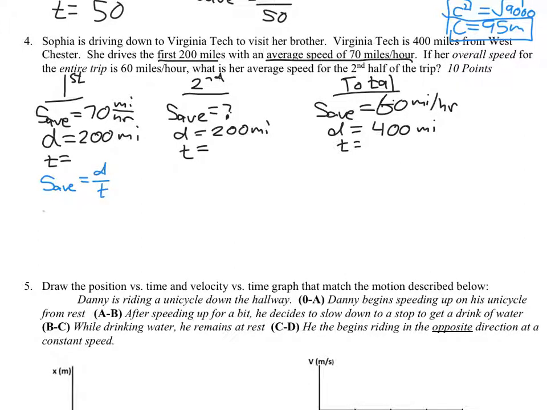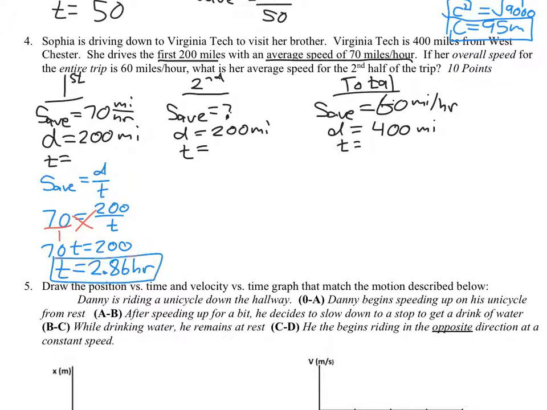So for this first part, we can say 70 is equal to 200 over t. Here's another case where we're looking for a variable on the bottom. So I'm going to cross multiply, put that over 1, and I end up with 70t is equal to 200. So my time for the first part ends up being 2.86 hours.